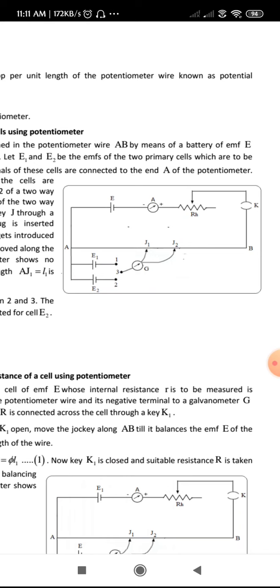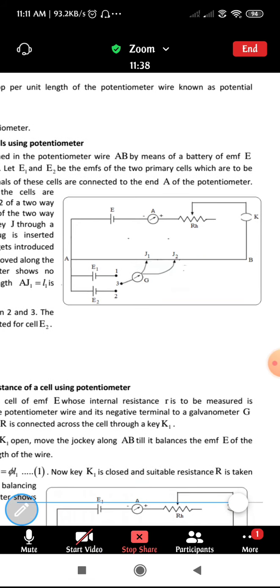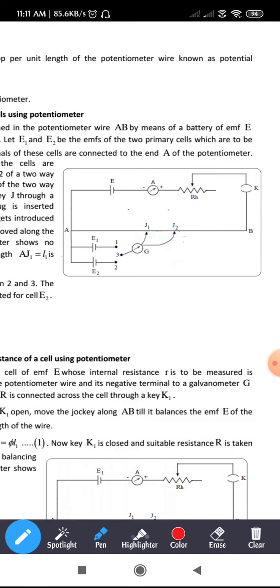you can see here we have taken three wires. One has been joined to the positive terminal of the battery. Just I'll highlight it. That is this one. This is a battery. From terminal A, it has been connected to the battery. Again, from terminal A, it has been connected to the first cell.